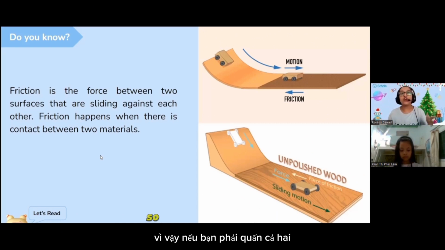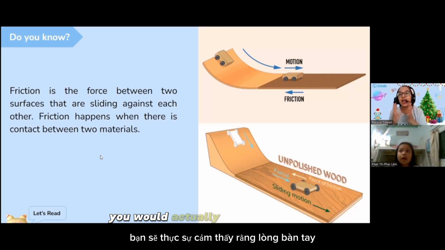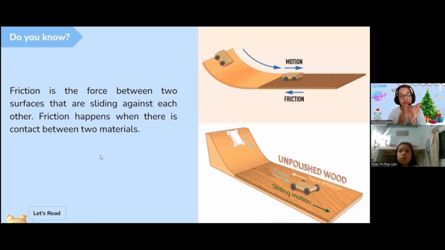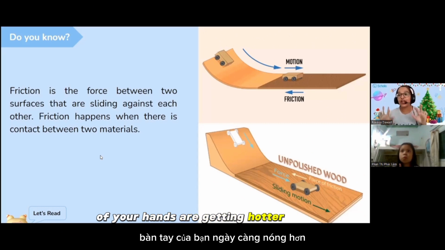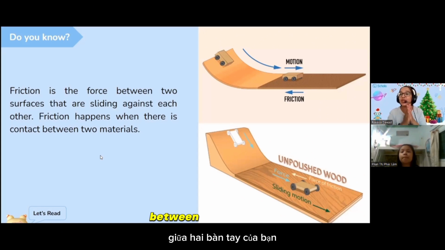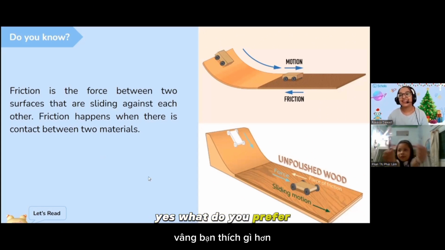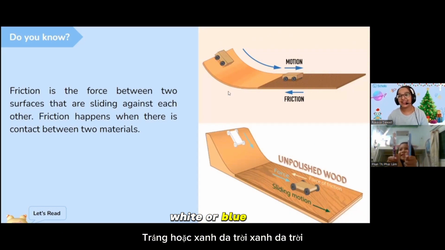Okay. So if you had to rub both your hands together like this for a long time, you would actually feel that the palms of your hands are getting hotter and hotter. That is happening because of the friction between both your hands. Does that make sense? Yes.